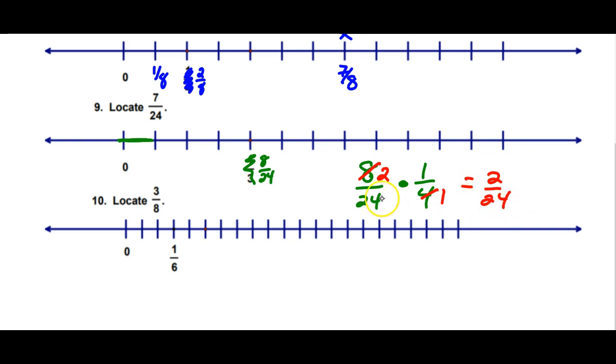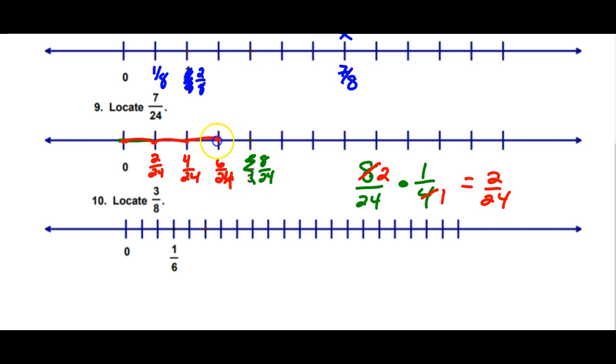Now the reason why I'm not reducing the 24s, I want to leave it in 24ths here. So this is 2/24. And so I'm counting by 2s now. That's 2. This is 4. This is 6.